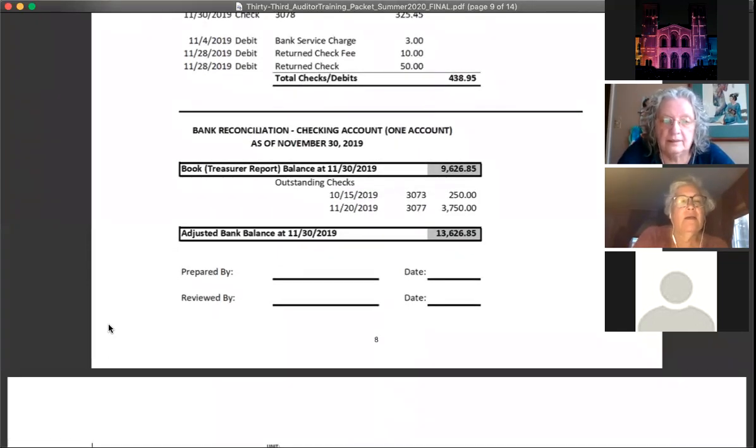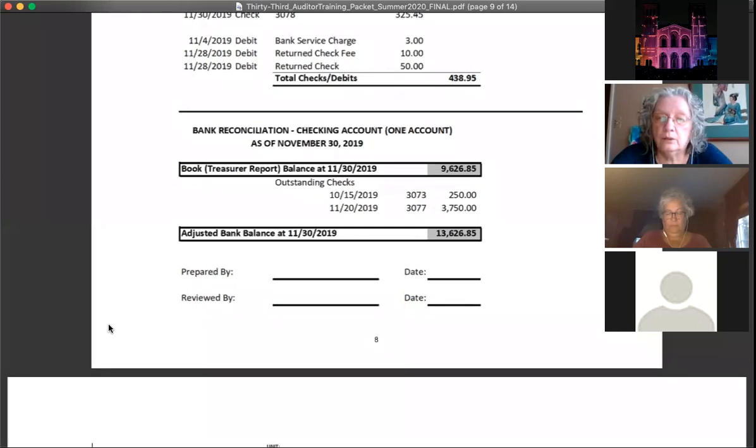Okay, so we're going to go down. This is the bank reconciliation, and I'm thinking I should have flipped that, but it's the same information. You start out with the treasury report, and these are the 2 checks that are still outstanding, and then your bank balance should be the $13,626 because those 2 checks have not cleared yet, and one was cut in October. So you want to make sure that they include in their bank reconciliation checks that weren't necessarily cut in the same month.